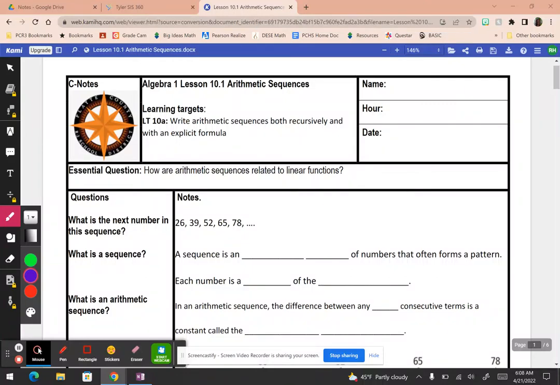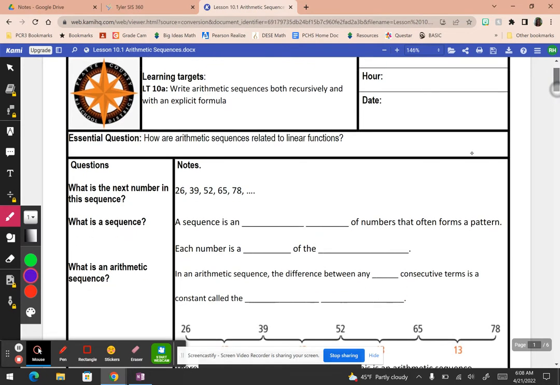All right, you guys, we're starting out with lesson 10.1 for unit 10. Learning target today is to write arithmetic sequences both recursively and with an explicit formula. And we'll kind of go through all those vocab words as we get started, okay?